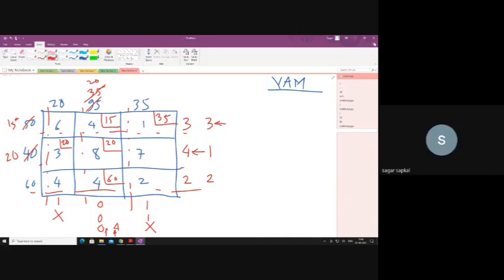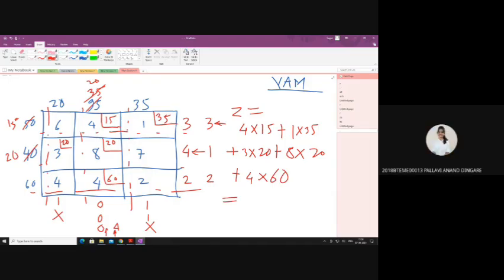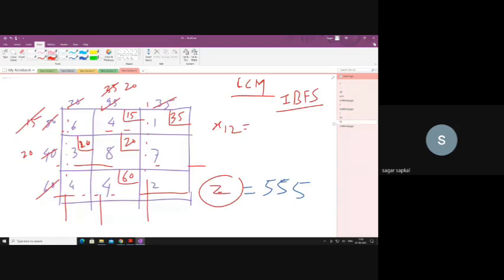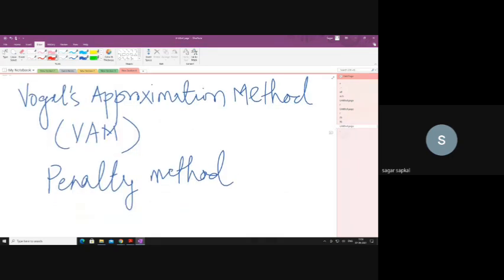Now tell me what is the Z value. So Z, max or min, whatever, is equal to 4 into 15 plus 1 into 35 plus 3 into 20 plus 8 into 20 plus 4 into 60. So how much is it? 555. So in the previous case and this case, I think we got the same allocations. Yes, same allocations. So we are getting the same result.